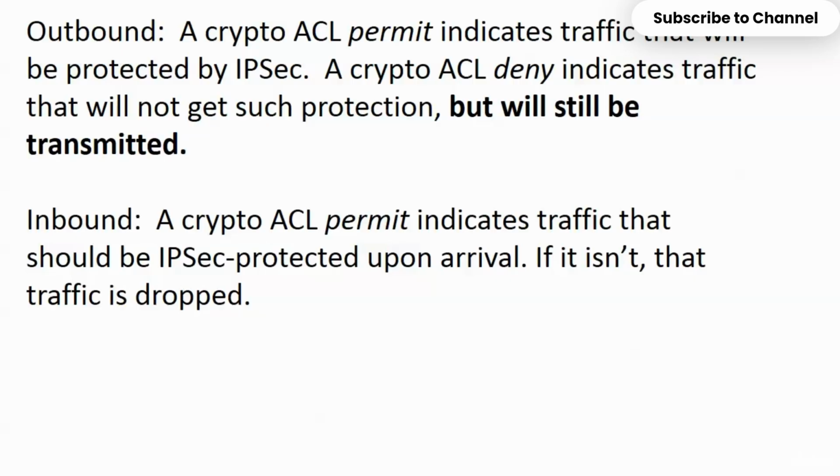What about inbound traffic? Well, one purpose and one purpose only, and that's a permit statement. A crypto ACL permit indicates traffic that is expected to be IPSec protected upon arrival. If it isn't, then that traffic is dropped. So two wildly different operations going on between outbound and inbound traffic. We're way past the days of just doing permit and deny traffic.